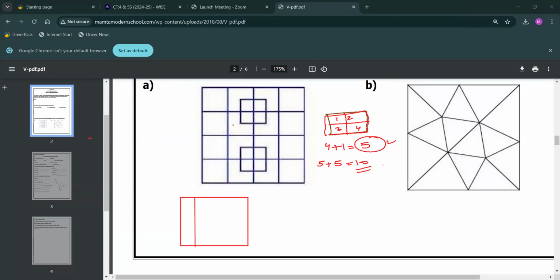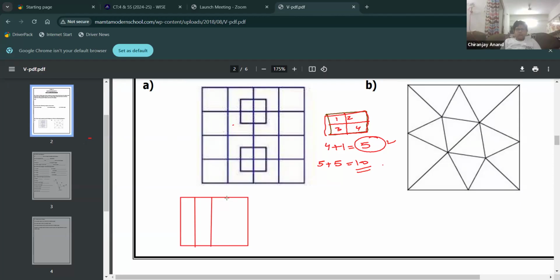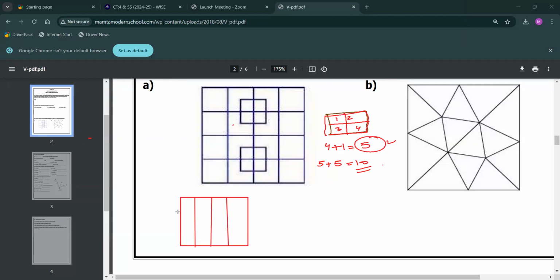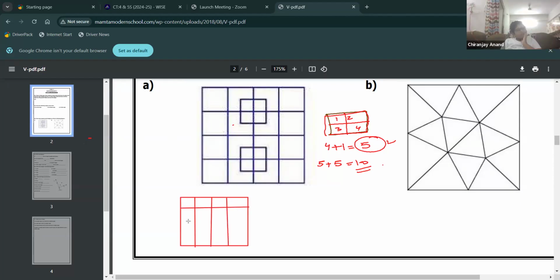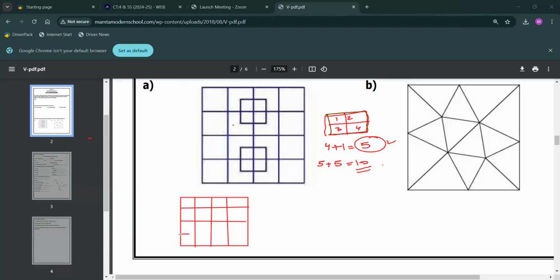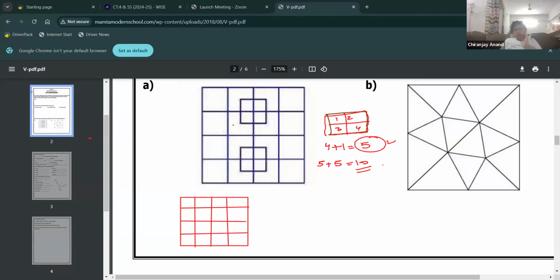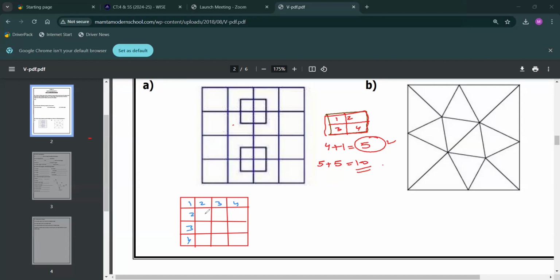One line is there, then second line is there, third is there. So again, 1, 2, 3, and 4. Now, children, see here. You will count 1, 2, 3, 4. So again, 1, 2, 3, 4. So 4 rows are there, 4 columns are there. Is it clear? Yes, ma'am.